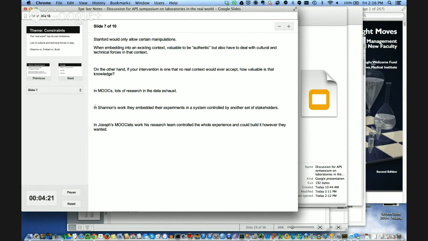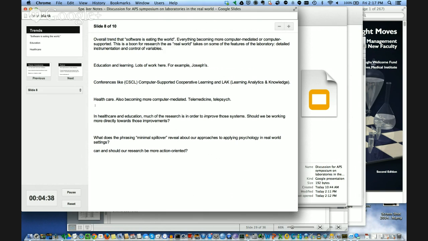I'd like to raise the question: if it doesn't fit into the real world for your research, will it ever fit into the real world? And so this is a question you're answering, useful. Yeah, okay, covered that.